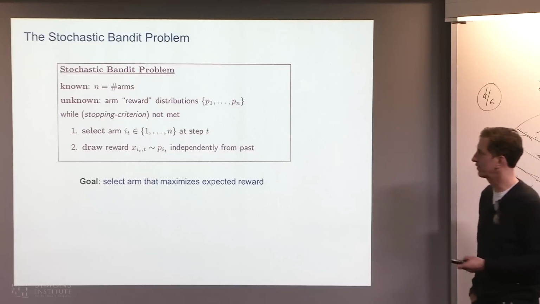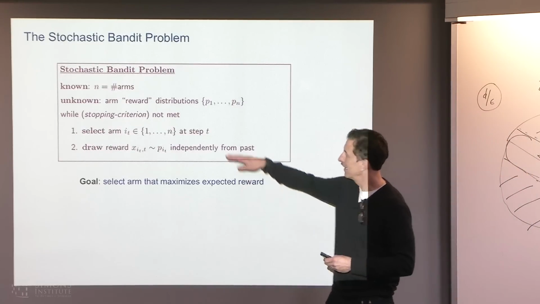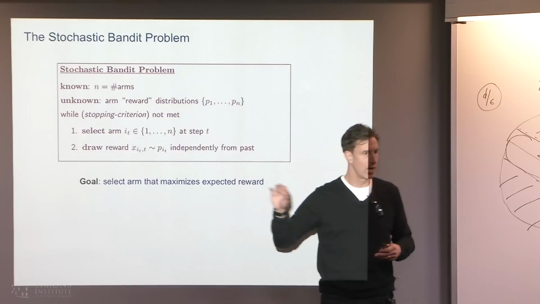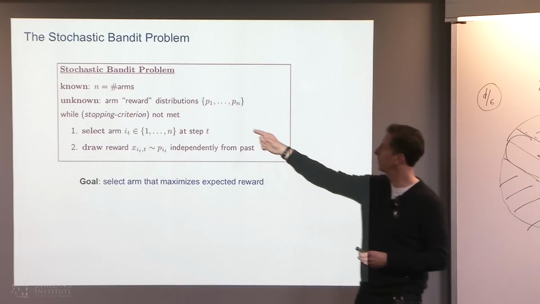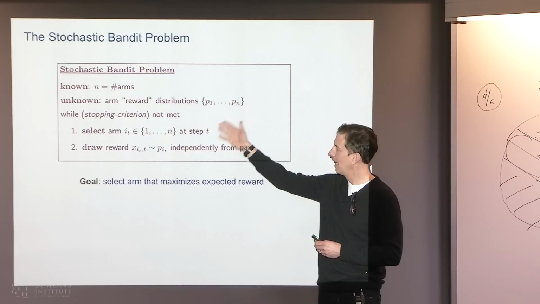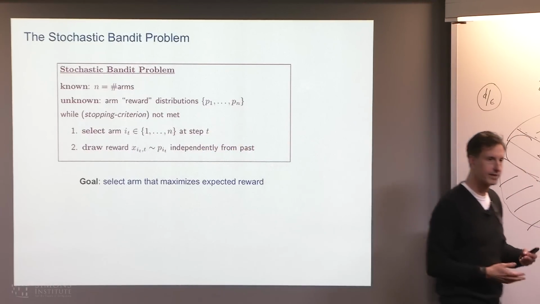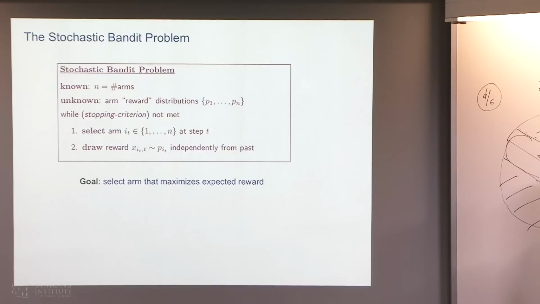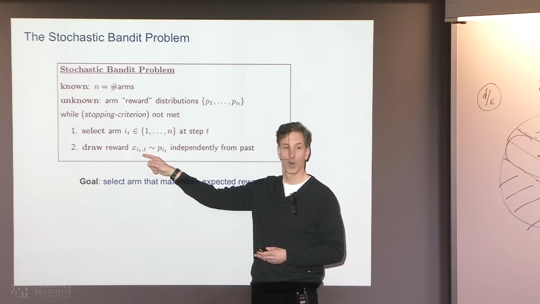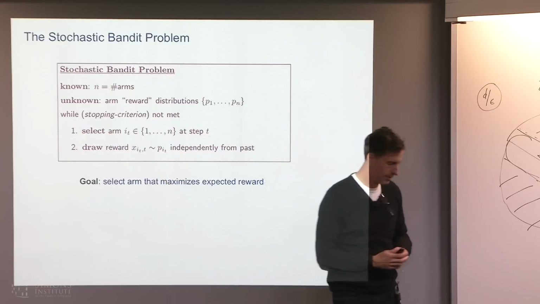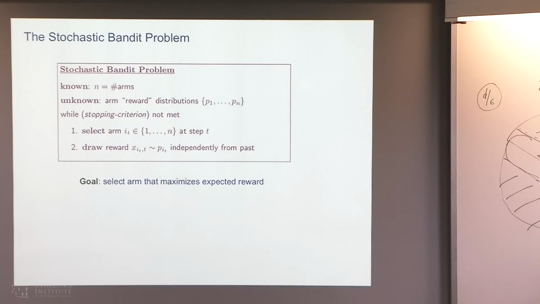So this is the stochastic bandit problem again. The idea is we have some set of arms. We know we have n arms, but each of those arms has an unknown reward distribution. So P1 through Pn are unknown to us. While we play this game, we have to choose an arm at each time step and then draw a random reward from that arm's distribution. The goal is to select arms that maximize the expected reward.